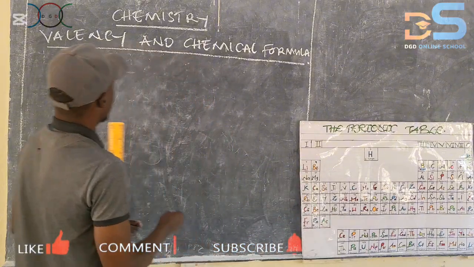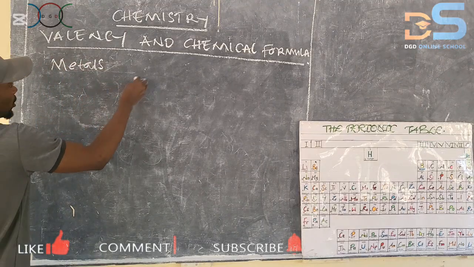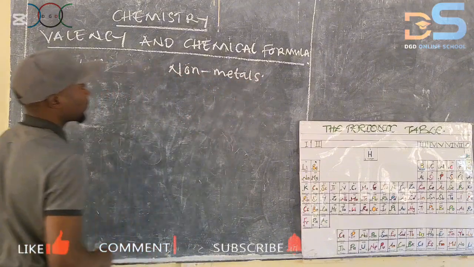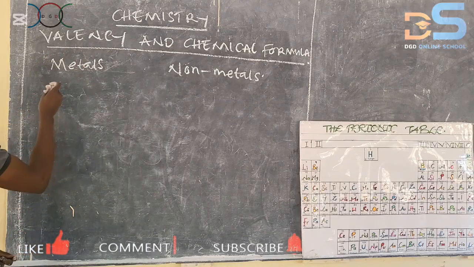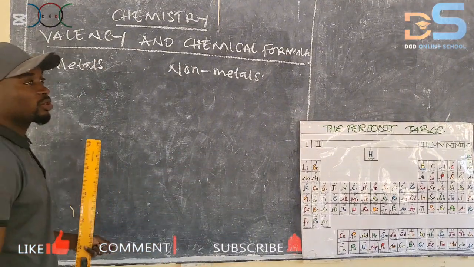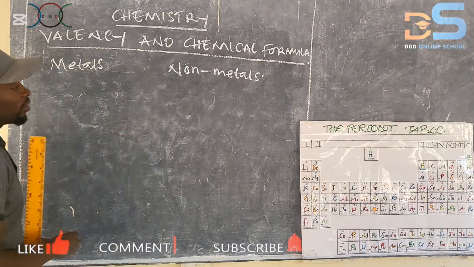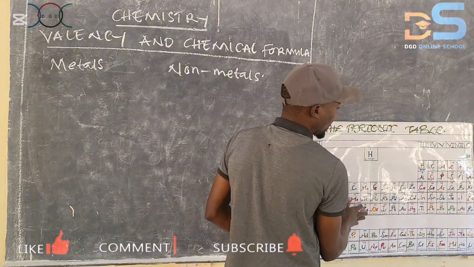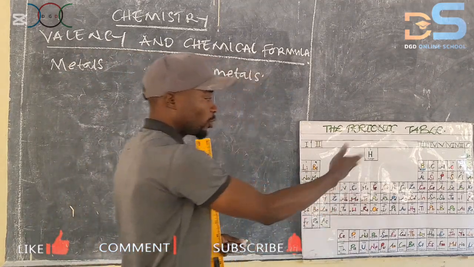So to determine the valence, we have metals and we have non-metals. In order for us to determine the valence for a metal, the valence is always equivalent to the what? The group number, or the valence is always equivalent to the number of electrons in the outermost shell. So here, for all the metals on the periodic table, apart from the transitional elements, because these transitional elements, they are metals, yes, but their valences differ.